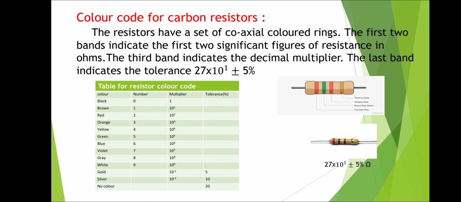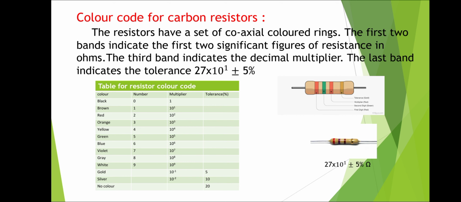Basically, in color coding, we have a resistor with various colors, and with the help of those colors we can find the total resistance of that given resistor: black, brown, red, orange, yellow, green, blue, violet, gray, white, gold, silver, right? So for numbers we use 0, 1, 2, 3, 4, 5, 6, 7, 8 and 9, and for the multiplier we use 1, 10 to the power 1, 10 to the power 2, 3, 4, 5, 6, 7. For tolerance we use 5, 10 and 20.